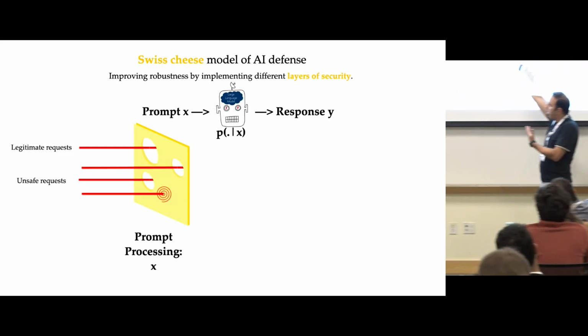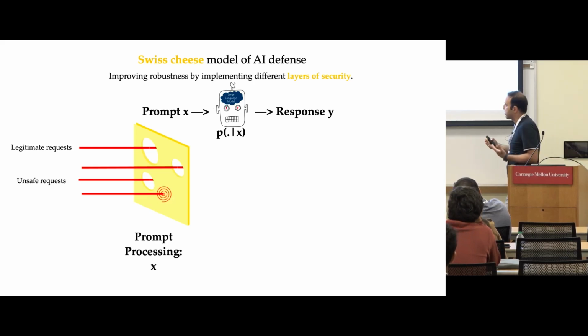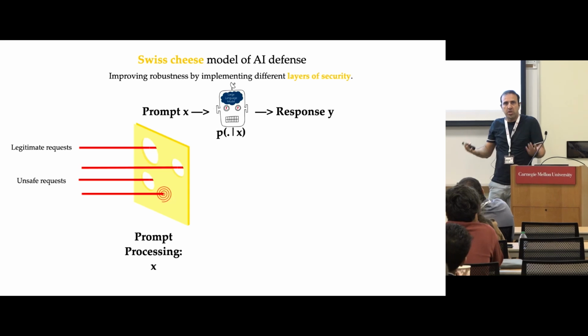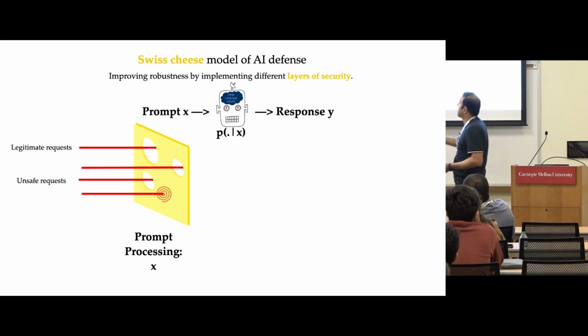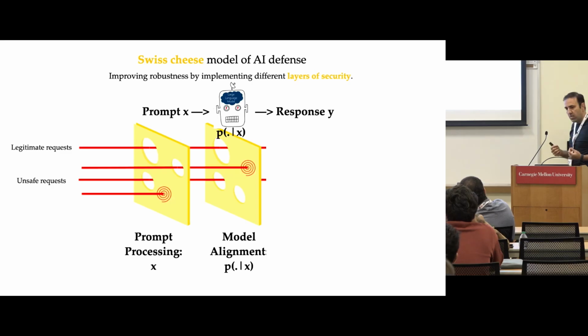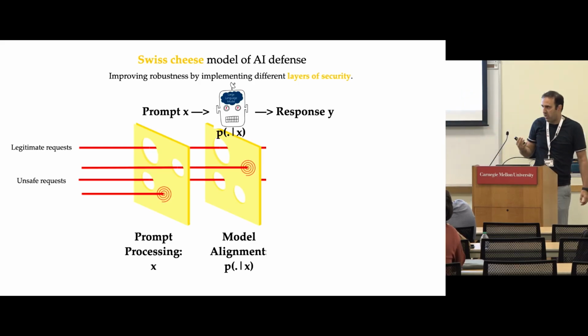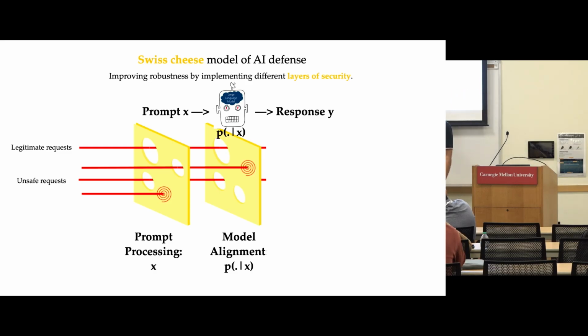We can look at the prompts and process them, maybe filter prompts that have bad intent and not respond to them, or maybe change the prompt in a way that it's more likely to get a safe response. Then we also want to change the model itself and make sure that safety is ingrained in the model. That's the model alignment part. We're going to try to fine-tune this model so that it's more likely to generate safe responses, and maybe filter out the kinds of responses that are going to be deemed unsafe.